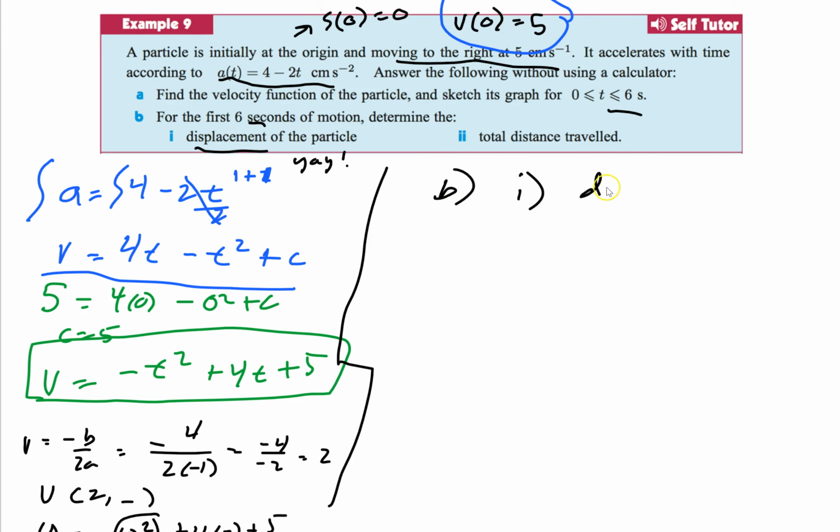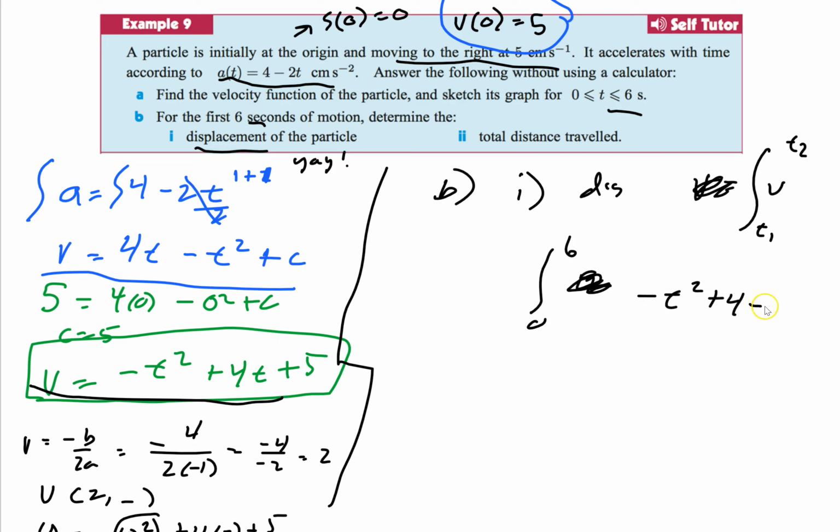Displacement is just, and it's in your formula sheet actually, the integral of velocity from t1 to t2. You just copy down, oh, displacement, do that. So we have to plug it in. We're going to integrate from 0 to 6 of my velocity equation, negative t squared plus 4t plus 5. Right, you can integrate it, get your answer.